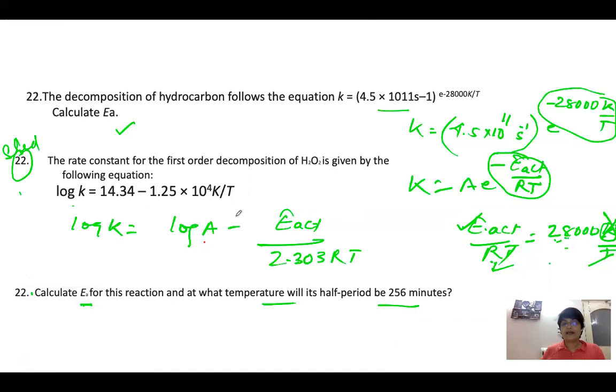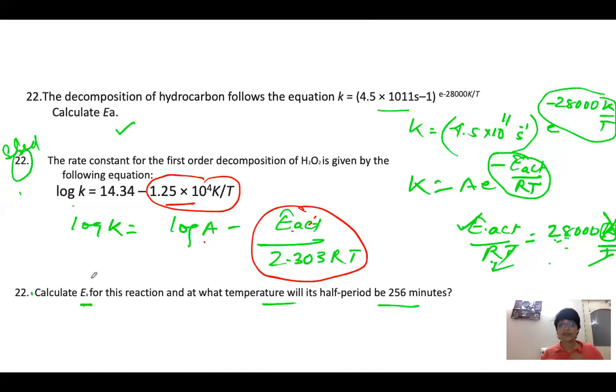From this, you can relate and get this E act value. After that calculation of E act, they are asking us at what temperature its half-life period will be 256 minutes. We know that in a first order reaction, T half is equal to 0.693 upon K.